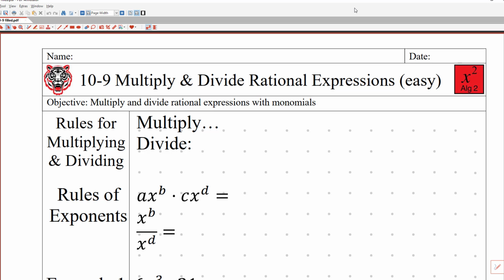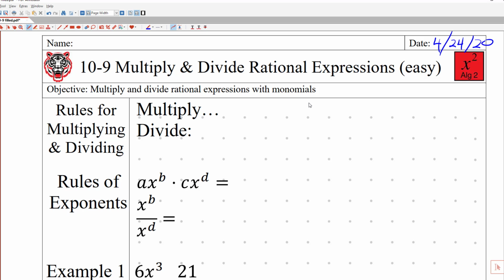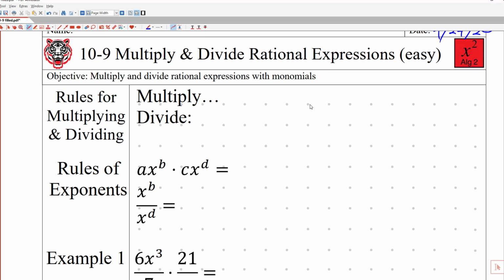This is Algebra 2 Lesson 10-9, Multiply and Divide Rational Expressions, the easy version. Today's date is Friday, April 24th, 4/24, 2020. Our objective today is to multiply and divide rational expressions with monomials, and that means the numerator is a monomial and the denominator is a monomial maximum. There's no binomials or trinomials yet, but that will be happening.